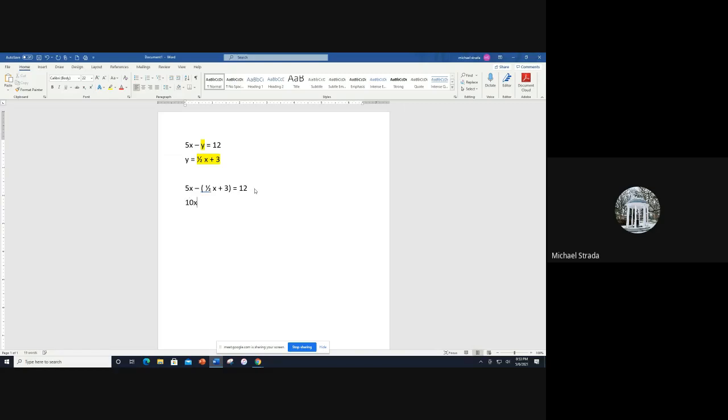So the 5x would become 10x, the 1/2 x would become x, the 3 would become 6, and then the 12 would be 24. All right, so if you're a fraction phobe like some people are, you want to get rid of it, you multiply everything by the denominator. 10x minus x is 9x. 9x plus 6 equals 24. All right, you subtract the 6. 9x equals 18. X equals 2.